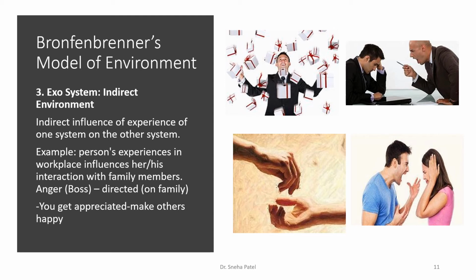It is influencing. In the second example, you can see that a man is scolded by his boss and the man cannot back answer. He will also get irritated but cannot say anything to the boss. So what will he do? Where will he take out all his anger? In the second picture, you can see that he is shouting at his wife. He may shout at his children or the other family members. So the bad experience of one system can also affect the other system. And that happens in exosystem.